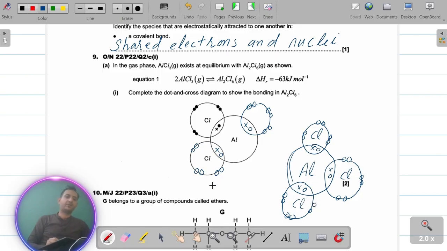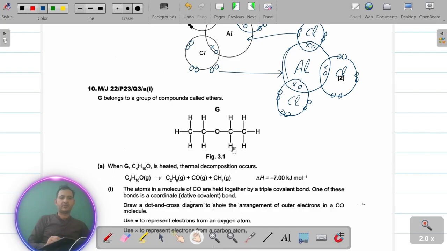So how do we draw a dative bond? One of the lone pairs of the chlorine is attracted toward this aluminum, making a dative bond. The lone pair of this chlorine is attracted toward this aluminum, making another dative bond. These are covalent, but it is a dative bond, a coordinate covalent bond.